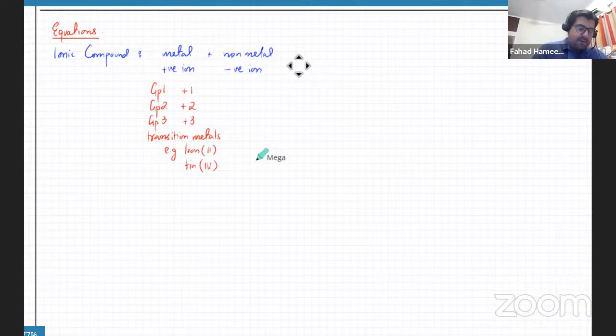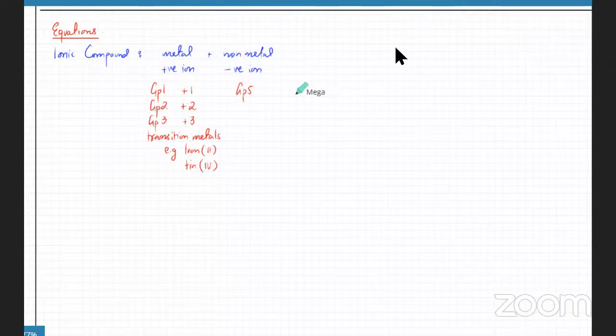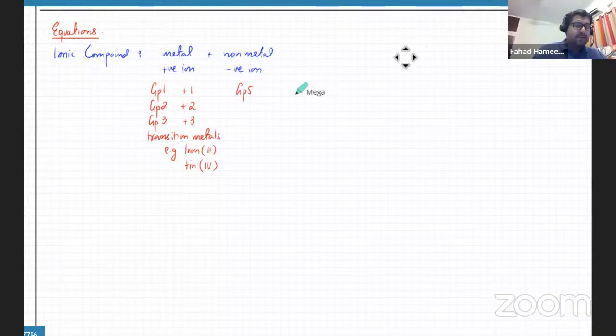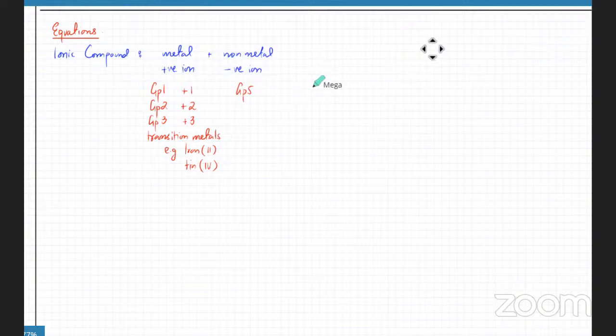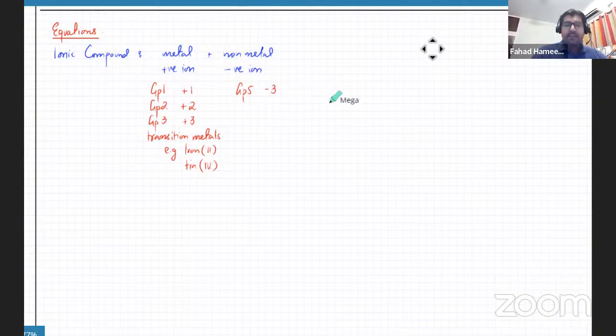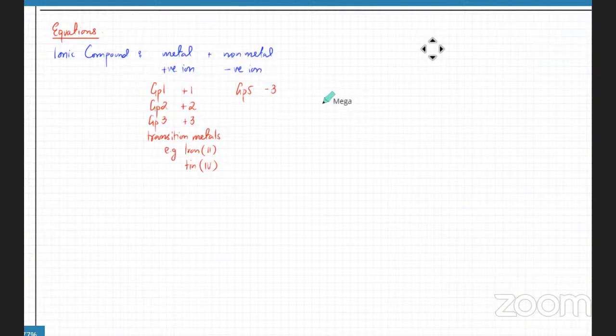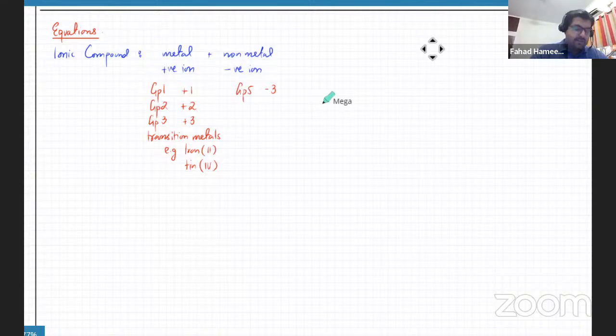Now, coming back to non-metals, what's the charge on a group 5 element? Group 5 is not -1. Group 5 is, is it -3? It's -3. It has 5 electrons in its valence shell, and to complete 8 electrons, it needs 3 electrons. So it's -3. Don't worry, when we study atomic structure and chemical bonding, we'll discuss the charges in a lot more detail.